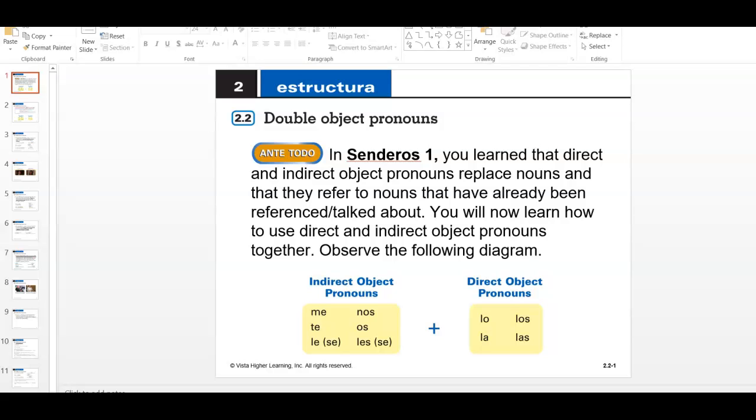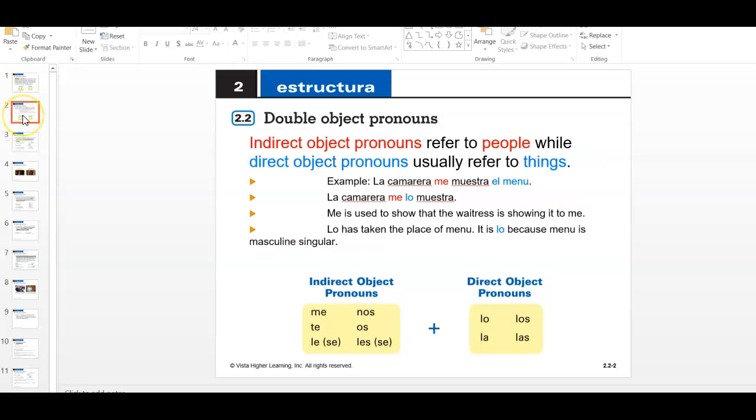It says, in Senderos 1, you learn that direct and indirect object pronouns replace nouns and that they refer to nouns that have already been referenced or talked about. So you will learn how to use direct and indirect object pronouns together. Okay, so here's a list of your indirect object pronouns, and here's a list of your direct object pronouns. Okay, so let me explain that a little further.